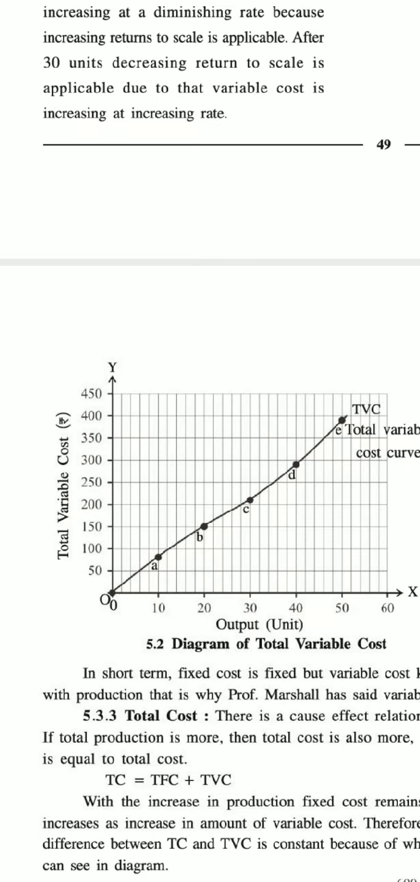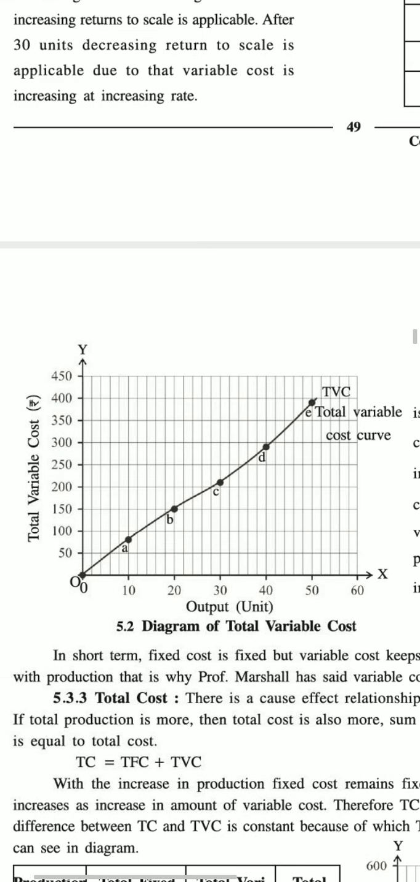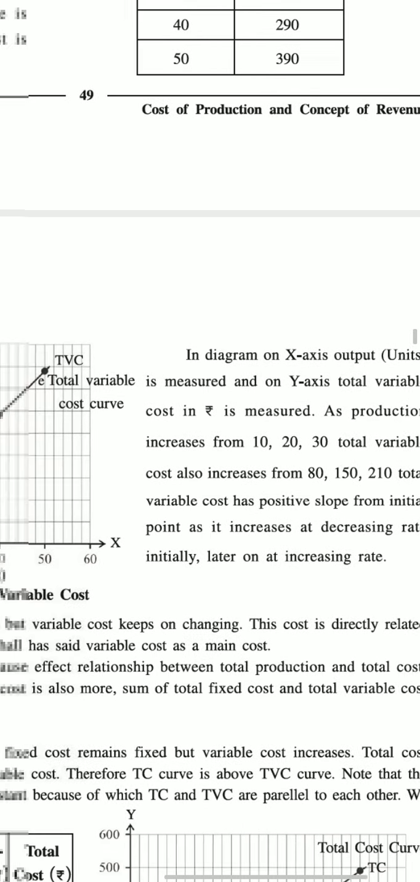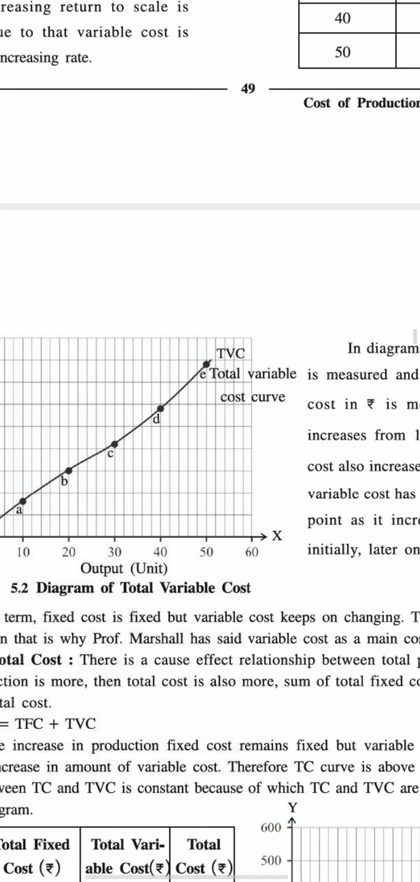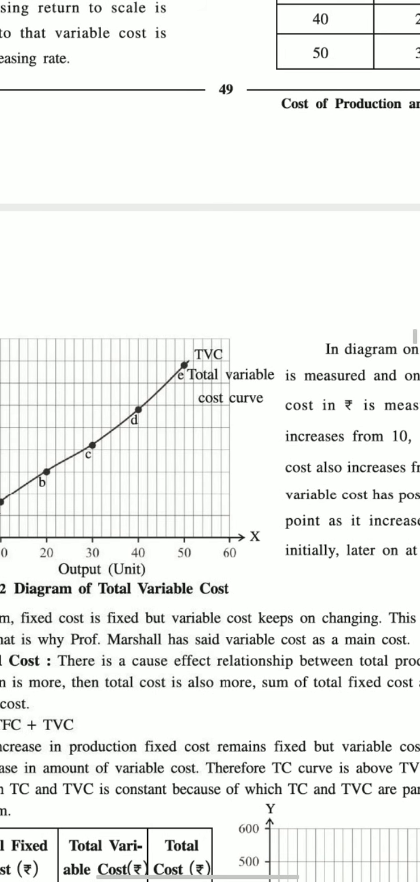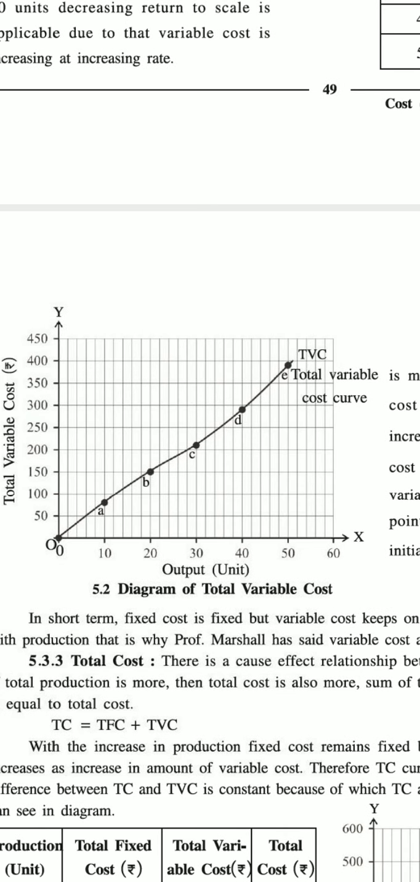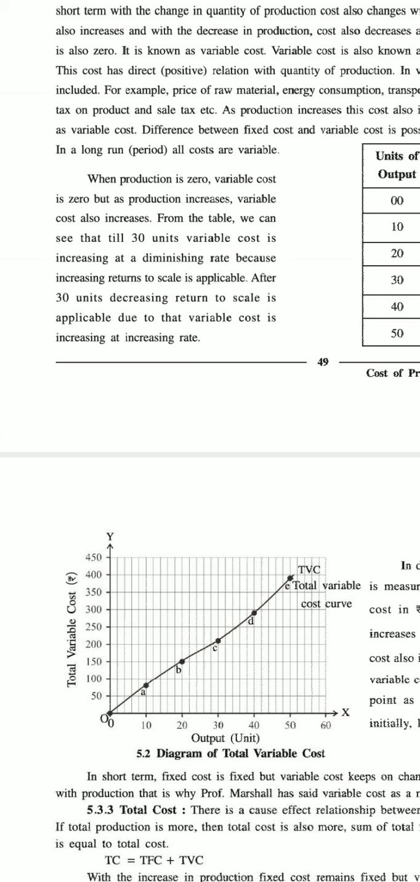So you can see that in the short term the fixed cost is fixed, but the variable cost keeps on changing, and therefore this cost has a direct relationship with the production, and that is why Professor Marshall has described variable cost as the main cost. So this is how the variable cost works. These are the two different costs that are involved while producing any particular commodity, that is fixed cost and variable cost.